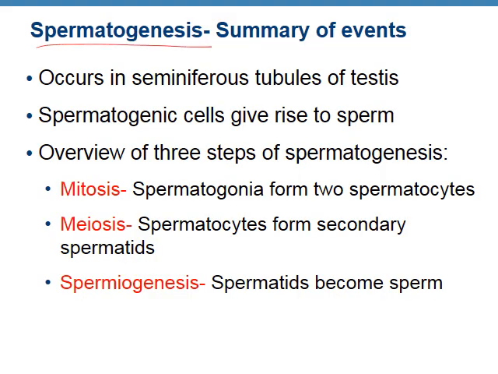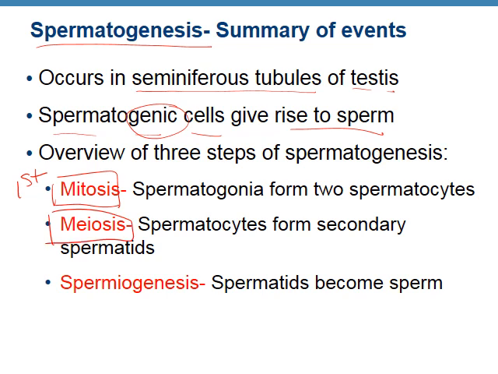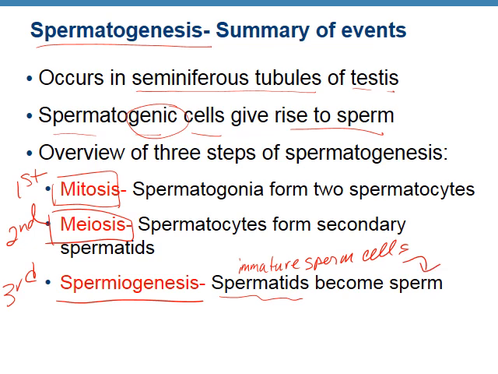Okay, so here's our entire series or process that we talked about, spermatogenesis. So now we get to finally talk about the seminiferous tubules of the testes, how you're going to have spermiogenic cells that give rise to sperm. We're going to see a mitosis event happen first. Then we're going to see meiosis happen second. And then third, we're going to see something called spermiogenesis. This is when you have spermatids, so you could think of kind of immature sperm cells, and they're going to develop into sperm.